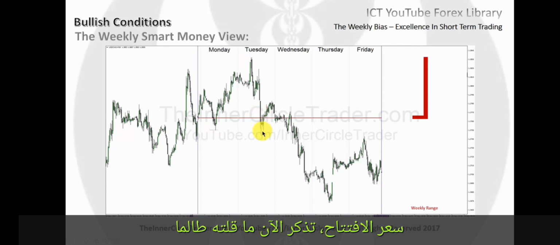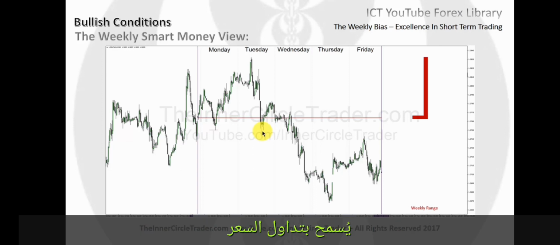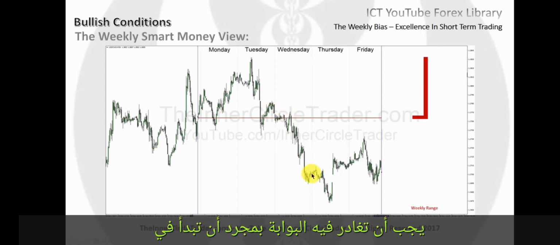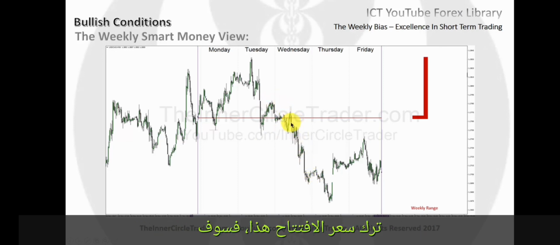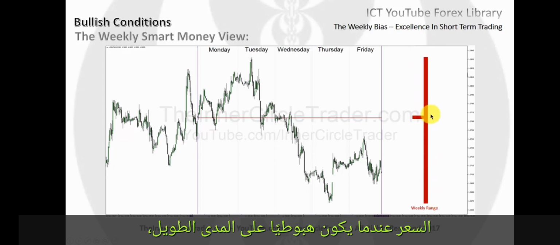Now remember what I said. As long as it is before Wednesday's New York Open, it's permissible to see price trade back to, in this case above, the opening price, because on Wednesday, that's when it should leave the gate. Once it starts leaving that opening price, it's going to expand to reach for some measure of price action that creates the movement below the opening price. So the range expansion portion of the weekly range, that's what you're holding for, but you want to be positioned up here while price is going up.